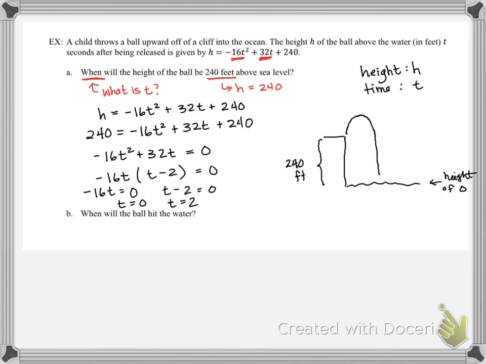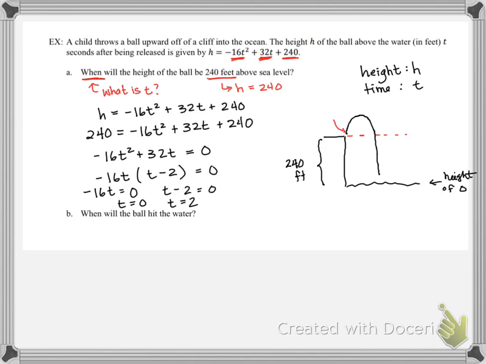And then that 0 is just going to equal 240 then? Well, it's going to represent 240 because a time of 0 corresponds to a height of 240. So it's the beginning. Yeah. So this is our height of 240.